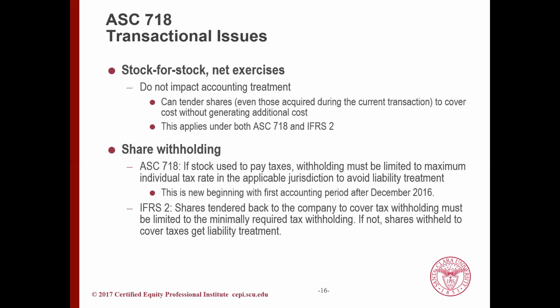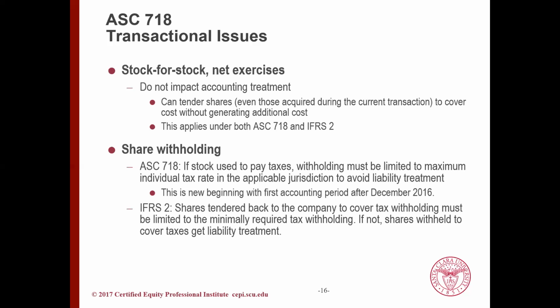Also, ASC 718 permits the tender of shares to cover required tax withholding payments. However, where shares are tendered from those currently being exercised, in the case of a stock option or SAR, or for an award release in the case of restricted stock awards or units, the tax withholding must be limited to the maximum individual tax rate in the employee's jurisdiction. Allowing employees to tender exercised or released shares for tax payments in excess of the maximum statutory amount will trigger liability treatment for the grant in question.